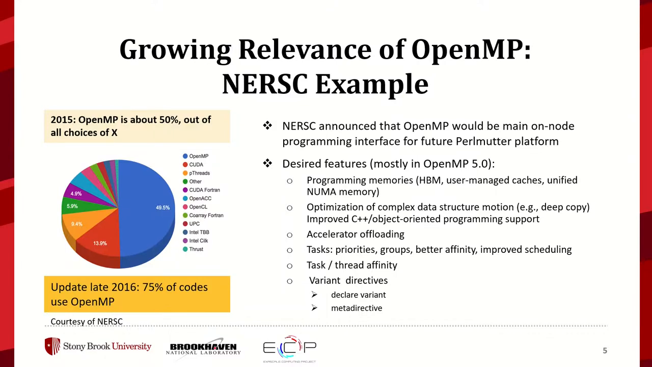The latest version, OpenMP 5.0, released in 2018, has more than 60 directives. Out of these, the variant directive is one of the major features introduced in the OpenMP 5.0 specification to help programmers improve performance portability. The declare variant directive can select a function variant at the call site based on the context or user-defined conditions. Another variant directive, metadirective, is the focus of this work.